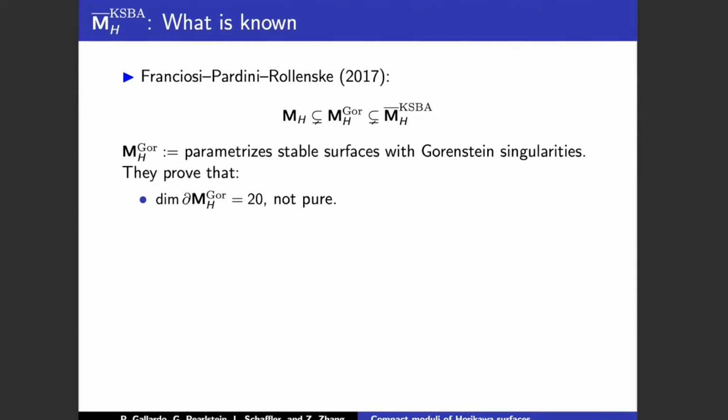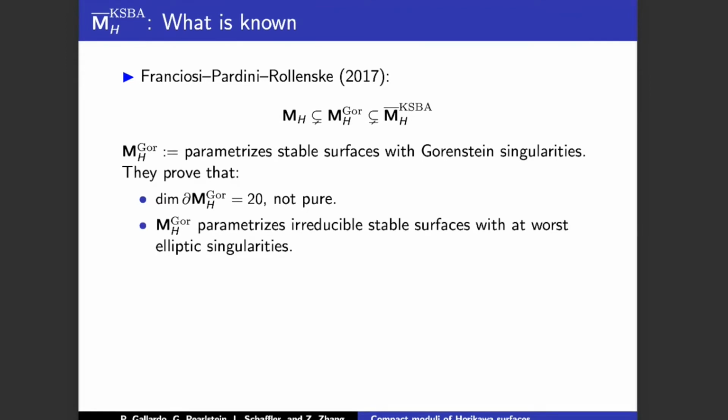The boundary of this partial compactification is 20-dimensional, so it is fairly high in codimension, and it's not pure, in the sense that it has several maximal irreducible components, 20 being the maximal dimension. They also translate in very concrete terms what it means for a stable surface parametrized by MH bar KSBA to be Gorenstein, which roughly means it has at worst an isolated elliptic singularity. You can go way deeper in this description, but that's all I will say for time reasons.